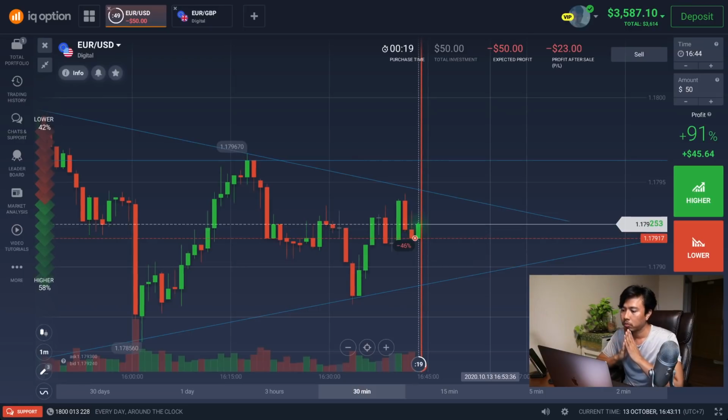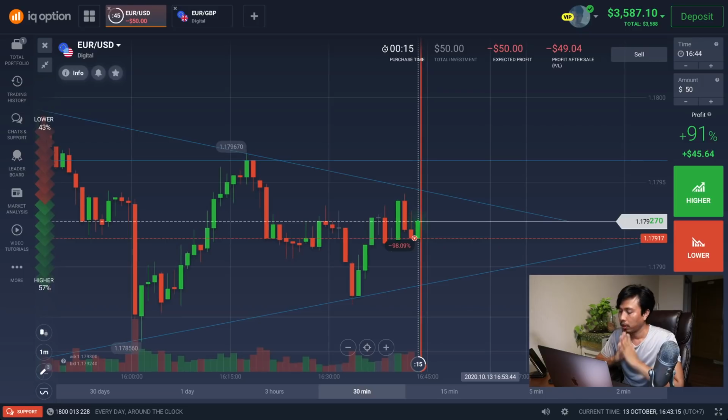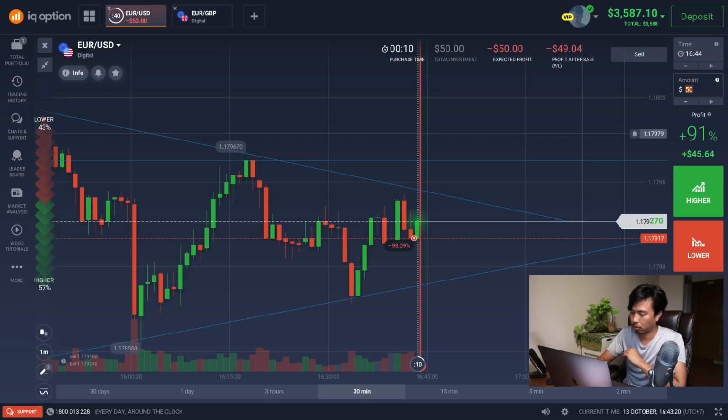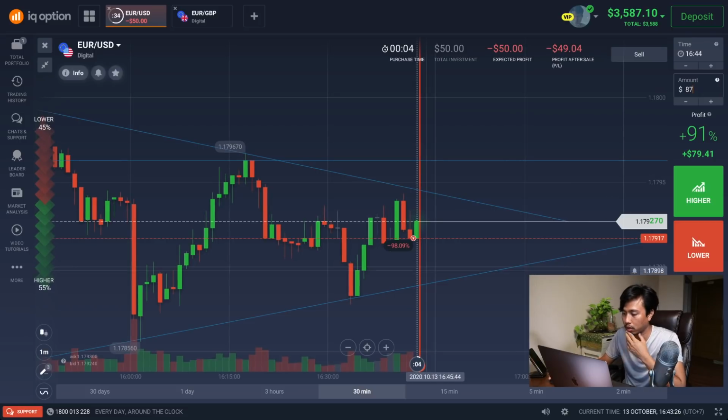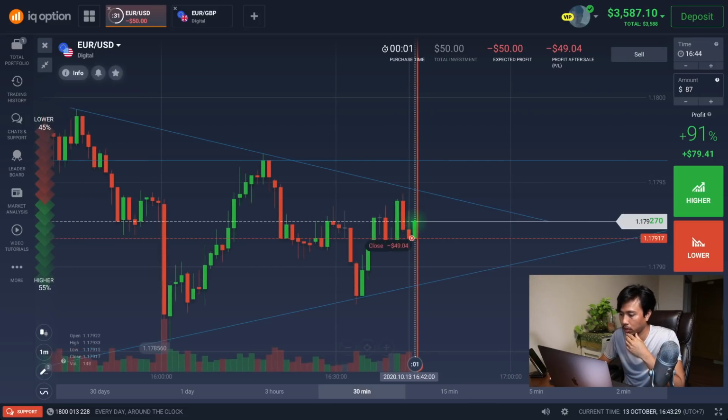Buy again? Wow. If this candle is going to be buy, the next one is going to be buy for sure. So I'll go 87s. 87. Okay. Yep. To just recover the loss from the mistake I made around here.